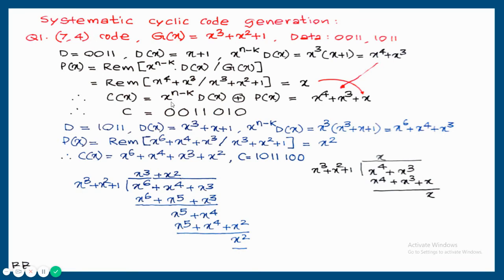Now you can see the first 4 bits, the leftmost 4 bits, are always the data bits. And the last 3 bits are parity bits.